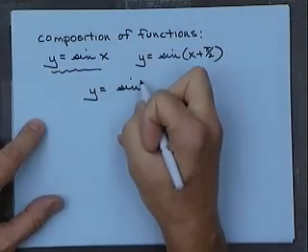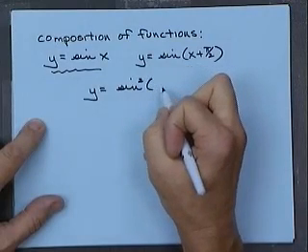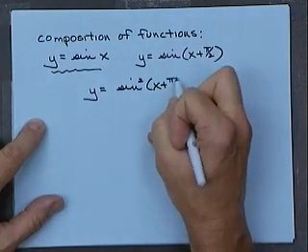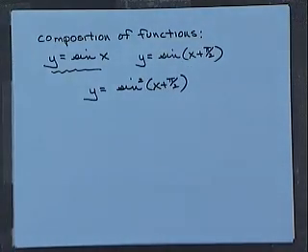So we could have the sine squared of x plus pi over 2. So what do we do first? We add pi over 2 to the angle. There's our first function. What's the next thing we do? We take the sine of it. So there's our second function, taking the sine of it. And the third function is to do what? Square it. So there's really three functions.